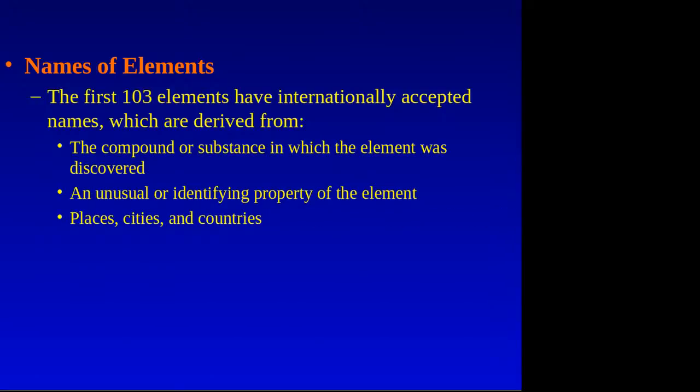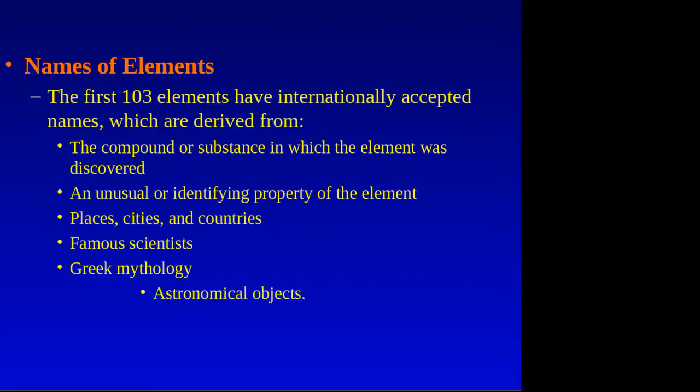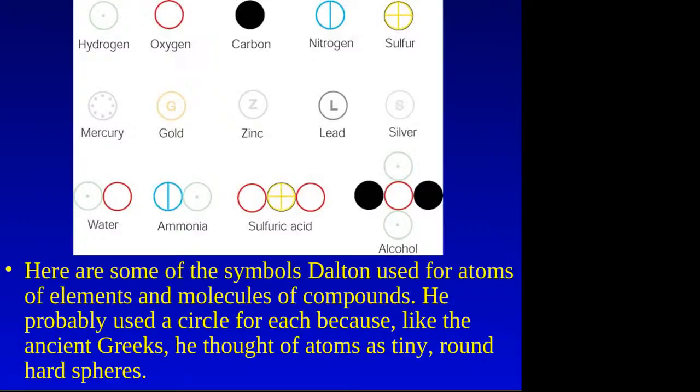And we have named some after places or cities. Some of the artificial ones: there's Berkelium, named after the University of California, Berkeley. There's Einsteinium, named after Einstein. And we use Greek mythology a lot. So all of these things come together.